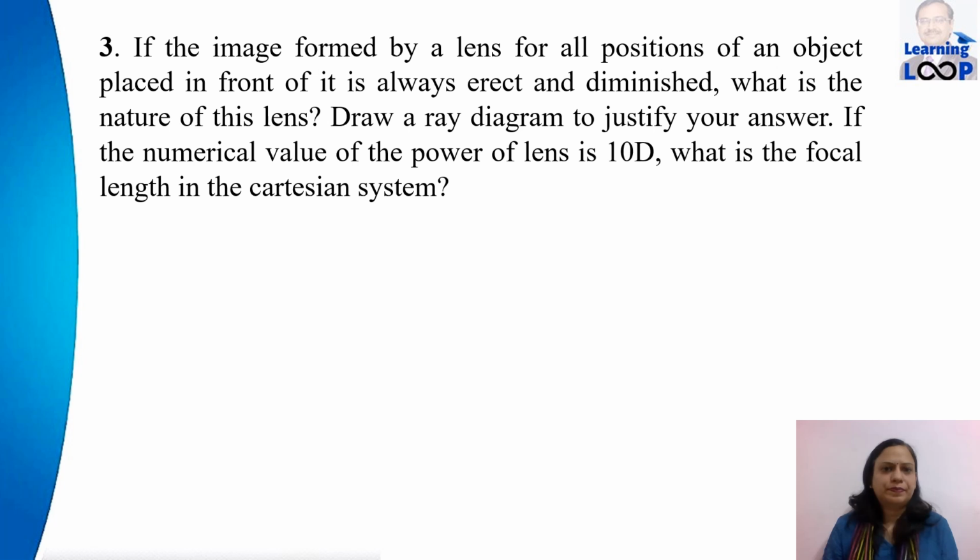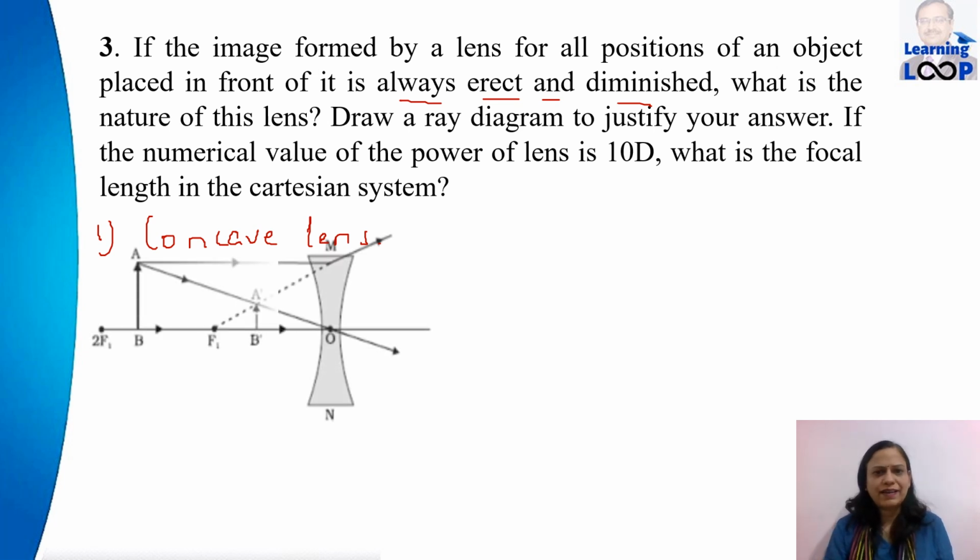In the third question, if the image formed by a lens for all positions of an object placed in front of it is always erect and diminished. This is exactly what I said just a few moments ago. What is the nature of this lens? Come on. Just now we discussed it in the previous question. Yes, it's going to be a concave lens, because a concave lens always forms an erect and diminished image of the object. So you have to draw a ray diagram to justify this answer.